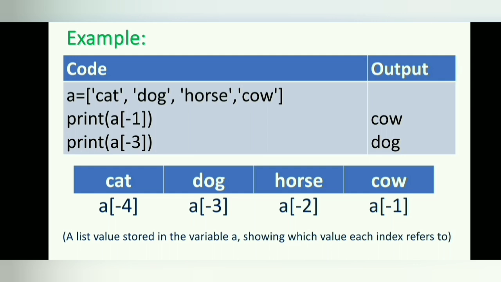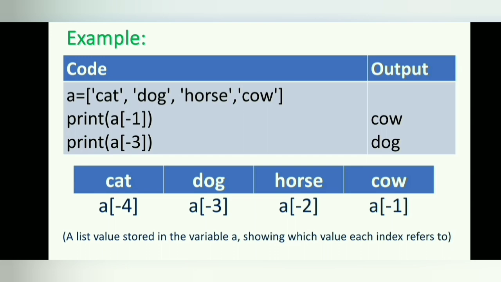The integer value minus 1 refers to the last index in a list. The integer value minus 2 refers to the second to last index in a list, and so on. Since minus 0 is the same as 0, negative indexes start from minus 1. In our example, the first print statement print a[-1] will return the last value in the list, that is cow. Similarly, the print statement print a[-3] will return the value dog, which is the third item from the end.